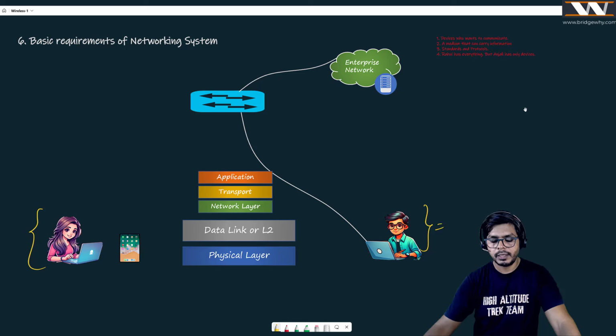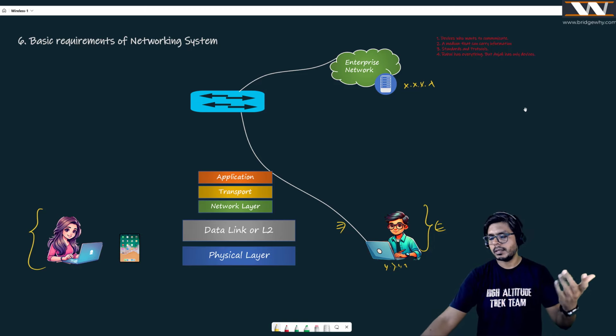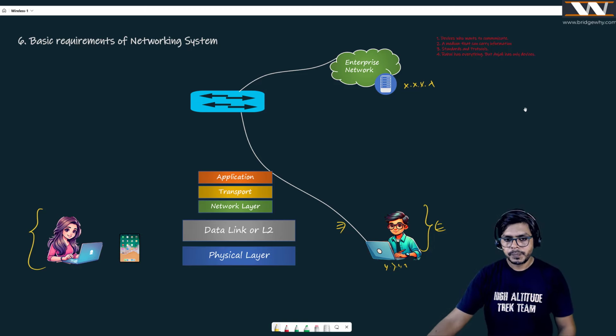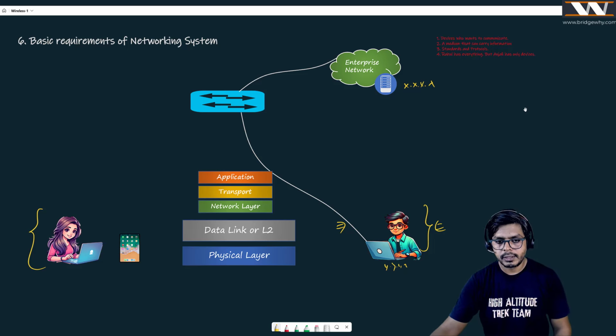I am happy with connecting the wire to my laptop, and I can easily access the server. Maybe the server address is x.x.x.x. My address is y.y.y.y. Very, very simple. Right? I can go to my application layer, maybe using any application. I am going to write hi.